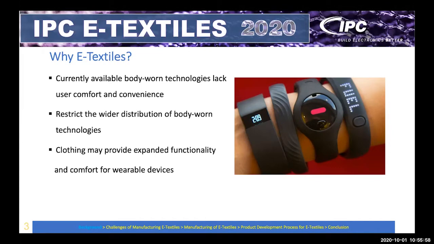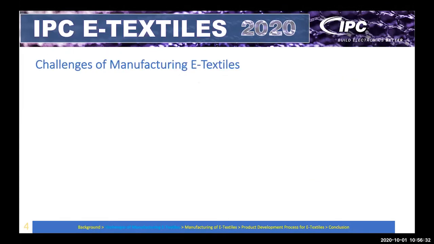As you can see in the picture, most of the existing on-body devices are enclosed in a single unit, which restricts the wider distribution of on-body technologies. Components like sensors and actuators, which may benefit from specific on-body placements, are often constrained to fixed physical locations. Integrating electronics into clothing can allow more flexibility in the placement of electronics, reduce the necessity of using a large number of on-body units, and simplify power and networking. And most importantly, it will allow seamless integration of technology into our life. In sum, clothing may provide expanded functionality and comfort for existing wearable devices.